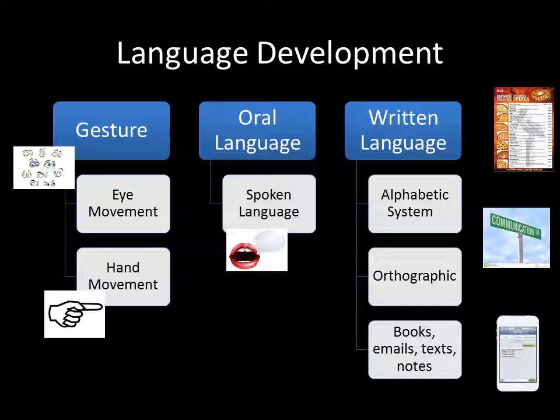Oral language is verbalizations and spoken language. And then written language is using the alphabet to make words, also sentences and paragraphs. It's that orthographic representation of language. You see written language everywhere, on signs, when you're driving, in hallways, in books, in emails, and texts, and notes, and recipes. Written language is everywhere.